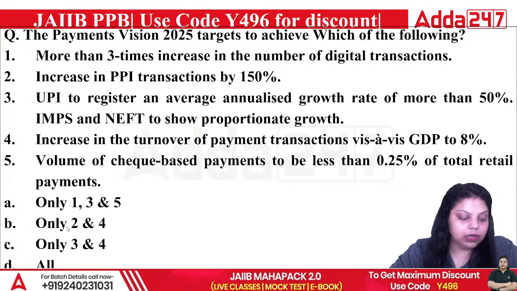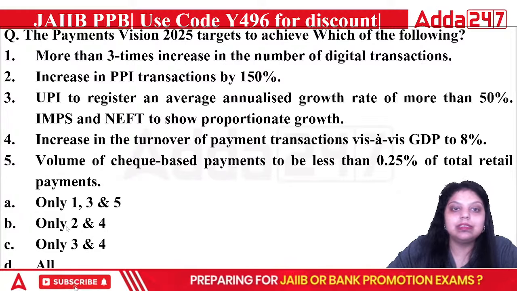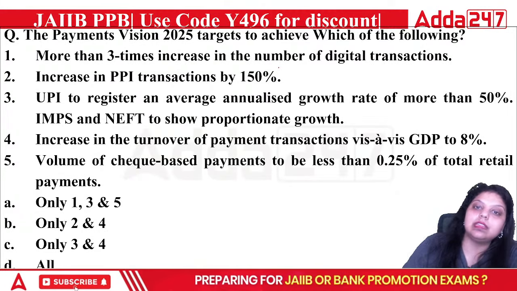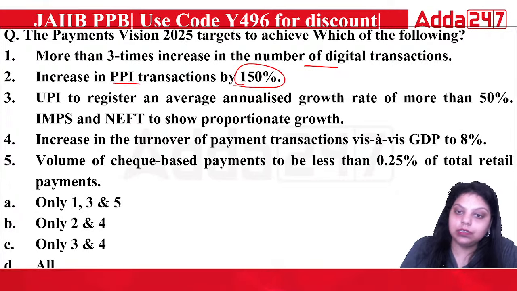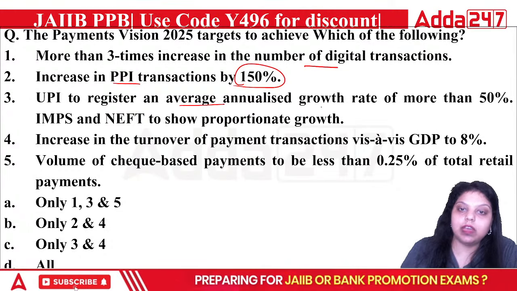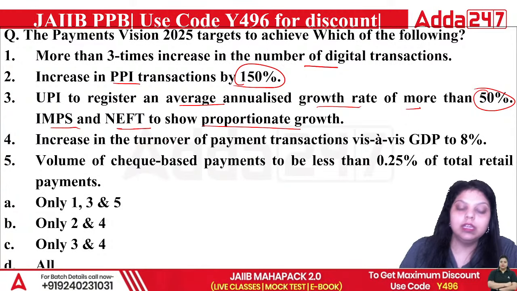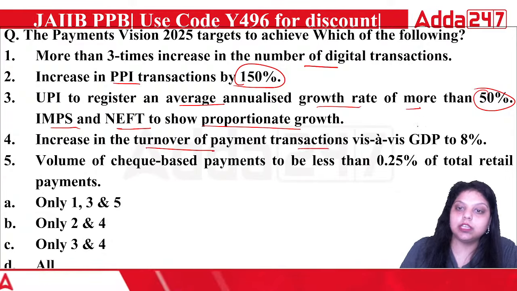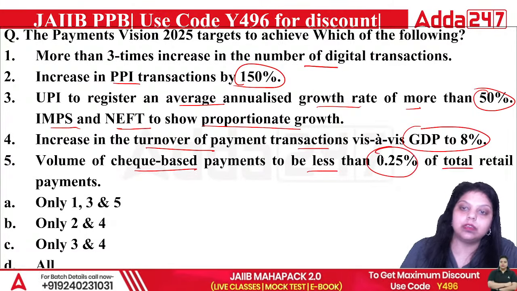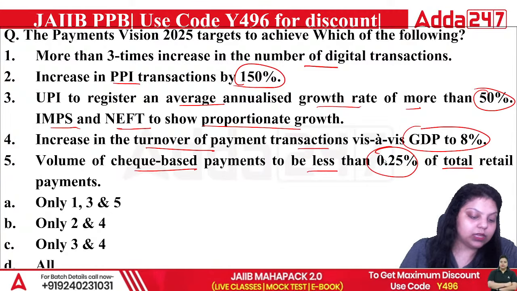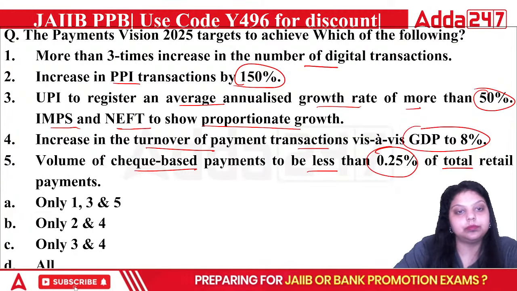A, B, C or D? Which one is correct? Let me know. First is saying more than 3 times increase in the number of digital transactions. Second, increase in PPI transactions by 150%. Third, UPI to register an average annualized growth rate of more than 50%, IMPS and NEFT to show proportionate growth. Fourth, increase in turnover of payment transactions to 8% of GDP. Volume of cheque-based payments to be less than 0.25% of total retail payments. Which of the following do you think is correct? A, B, C or D?